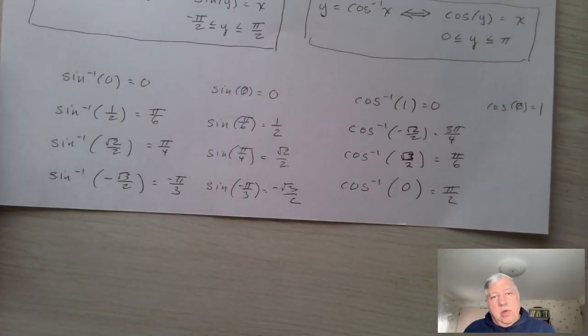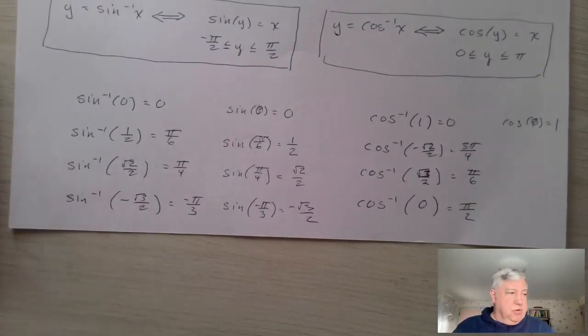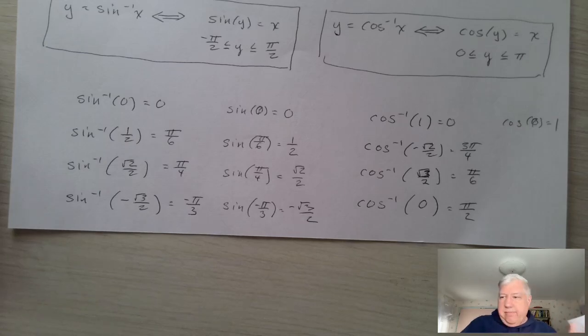So we're just sort of using our knowledge of the unit circle and these values that we've memorized. Okay, so let's look at some more examples over here on the next sheet.